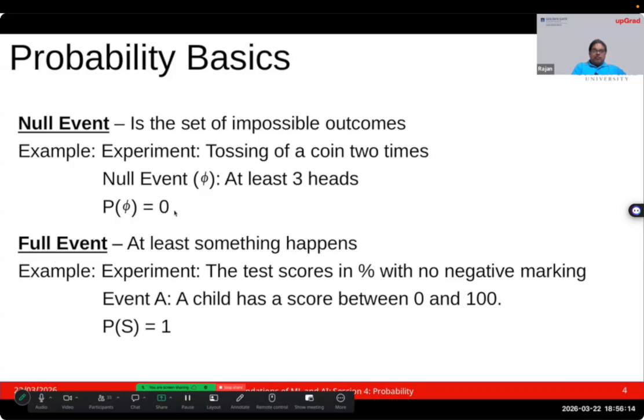Therefore, probability always lies between 0 and 1, both included. So 0 is less than or equal to probability, which is less than or equal to 1. That is the main property of probability. Probability is a number that lies between 0 and 1, both included. This should be very easy.